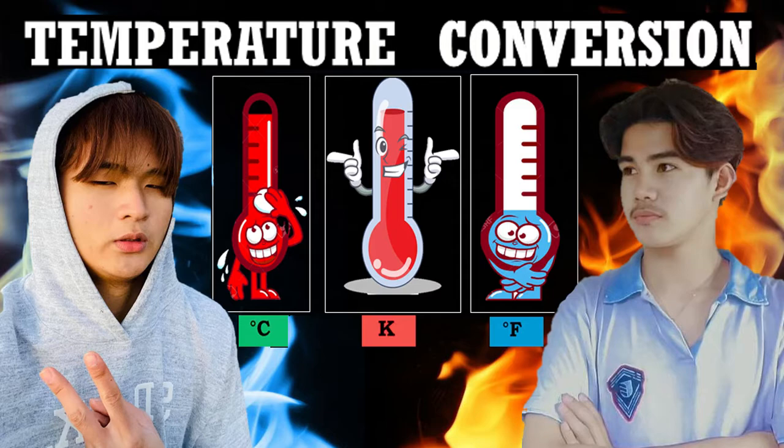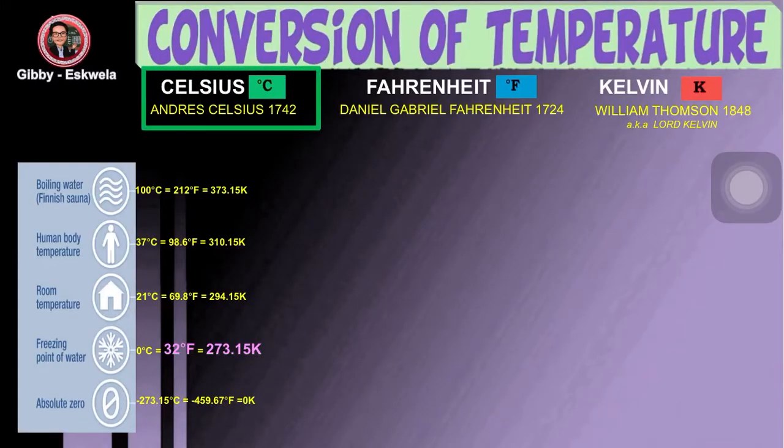In this lesson, we will discuss temperature conversion. Celsius was invented by the Swedish astronomer Anders Celsius in 1742. Fahrenheit was developed by the German-born scientist Daniel Gabriel Fahrenheit in 1724, and Kelvin was named after the Belfast-born Glasgow University engineer and physicist William Thomson, also known as Lord Kelvin, in 1848. And Kelvin is the standard unit for temperature.